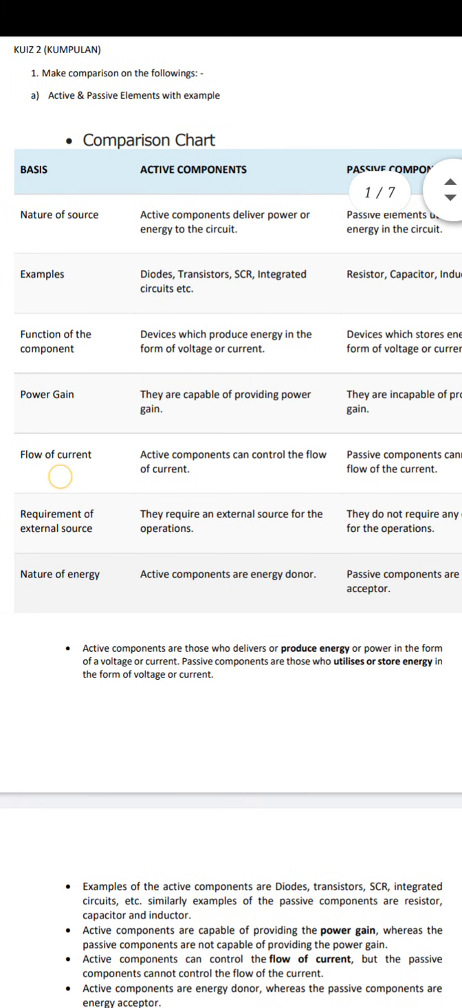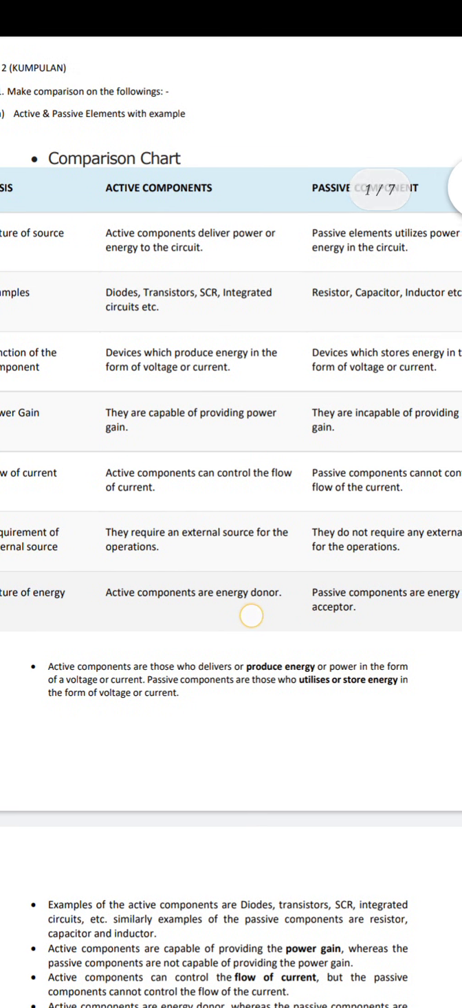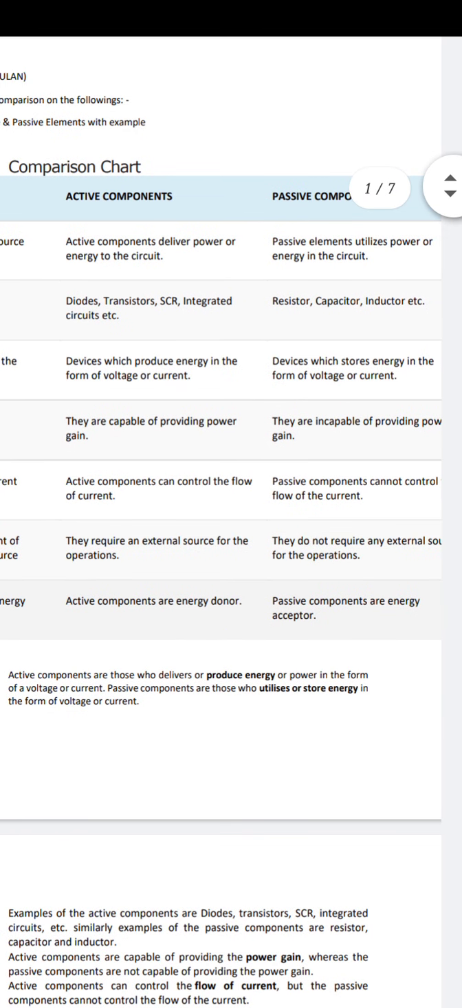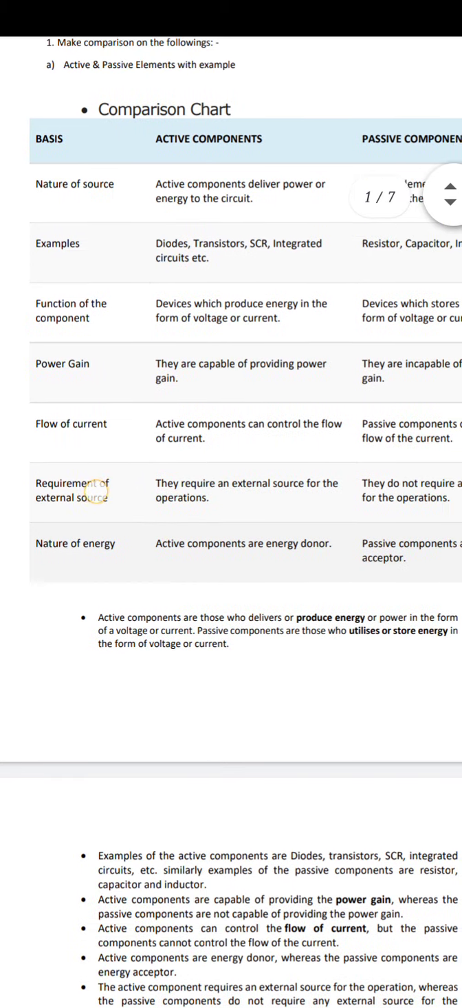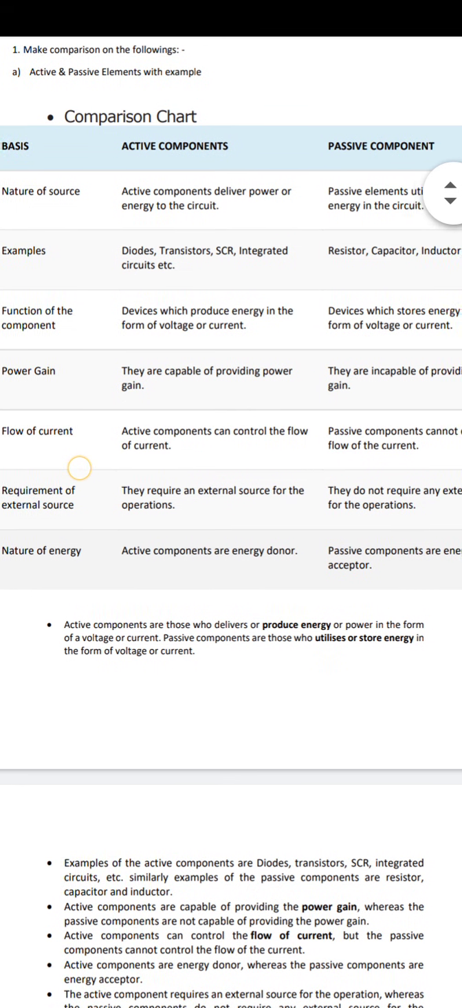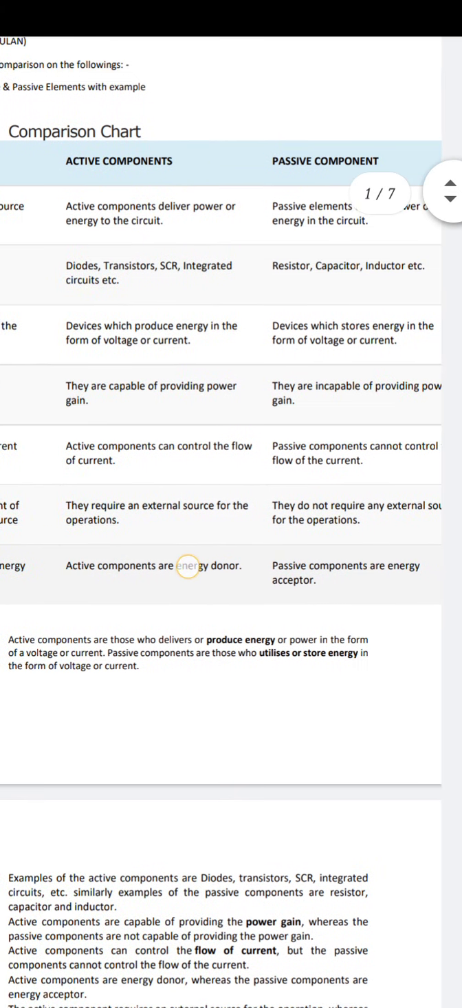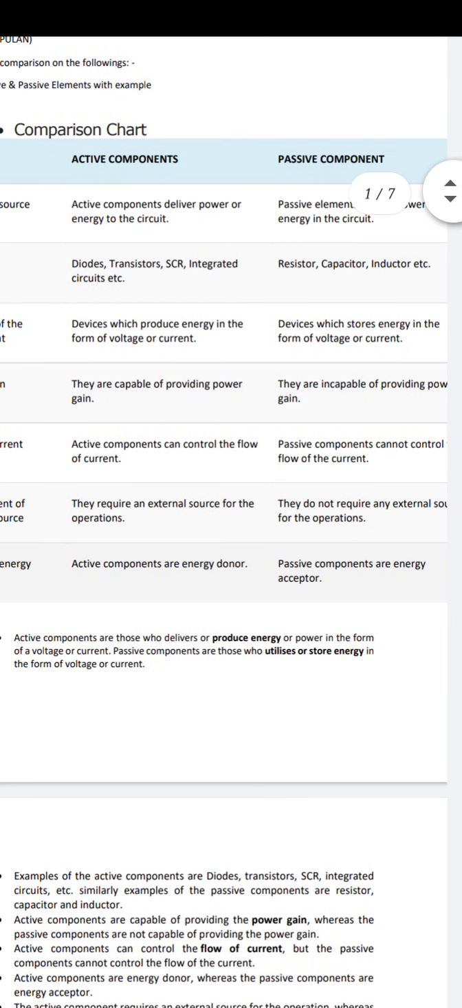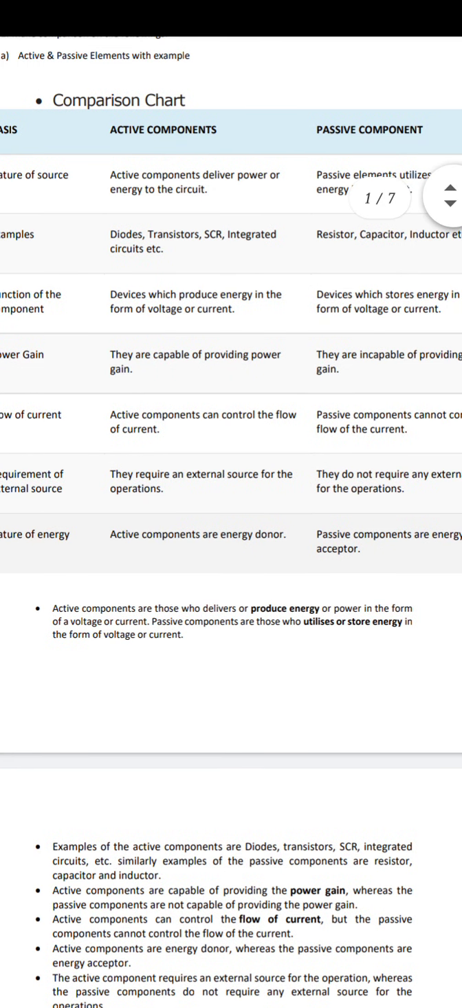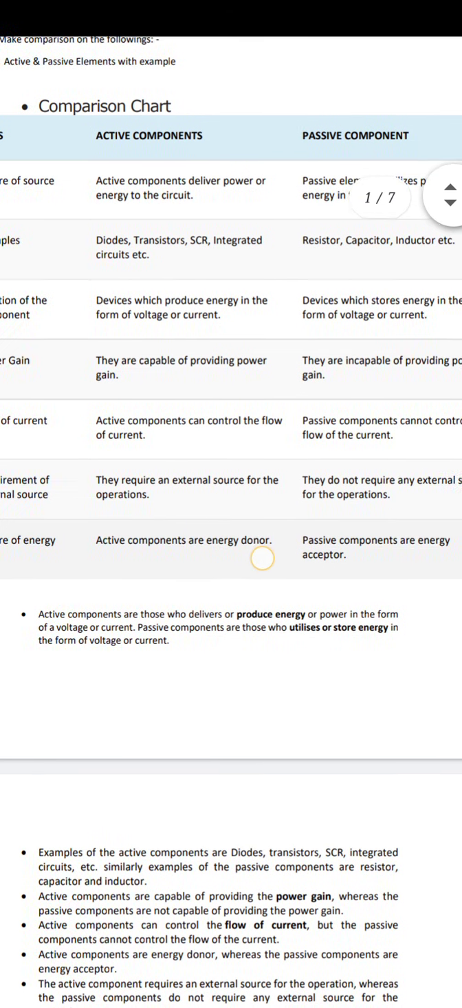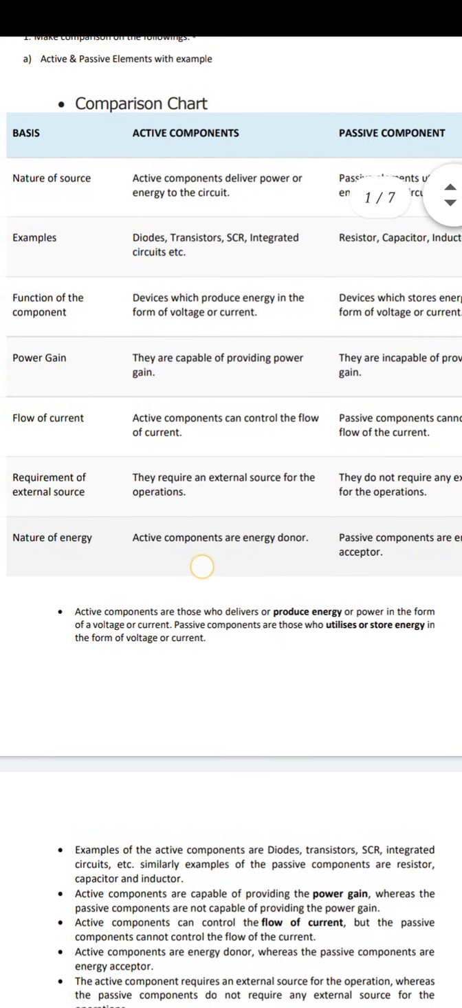For the function, an active device produces energy in the form of voltage or current, while a passive device stores energy in the form of voltage or current. For power gain, active components are capable of providing power gain, while passive components are incapable of it. For the flow of current, active components can control the flow of current, while passive cannot control it.